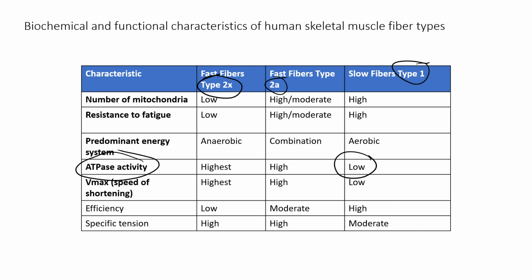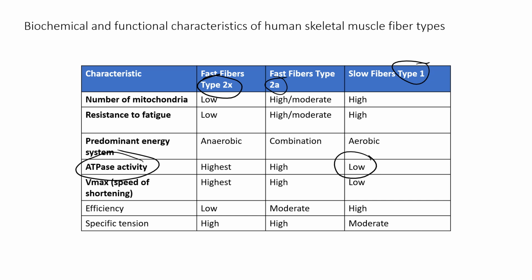So what you'll see is that the ATPase activity of the slower twitch muscle fibers, type 1 muscle fibers, is low, not slow. So slow twitch type 1 muscle fibers, they have a low ATPase activity. Basically, that means they consume ATP at a low rate because their myosin heads cycle at the lowest frequency.